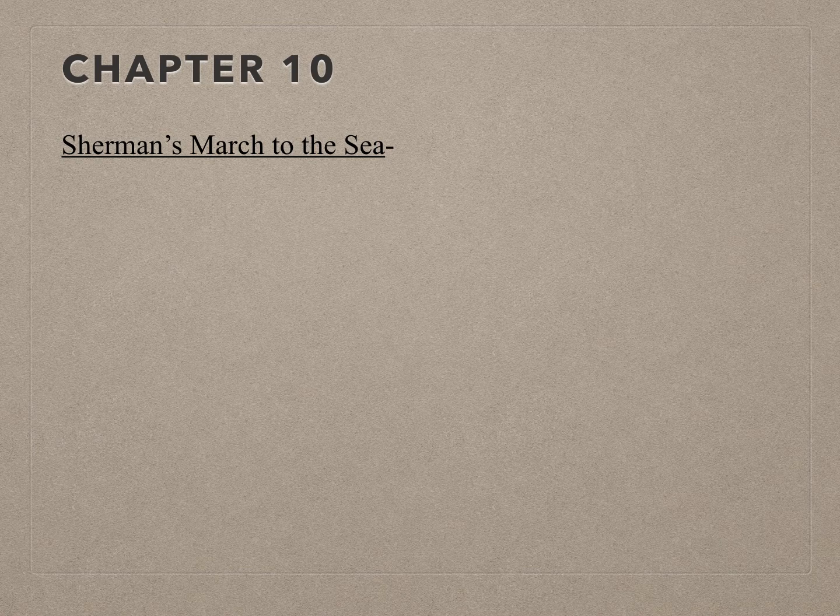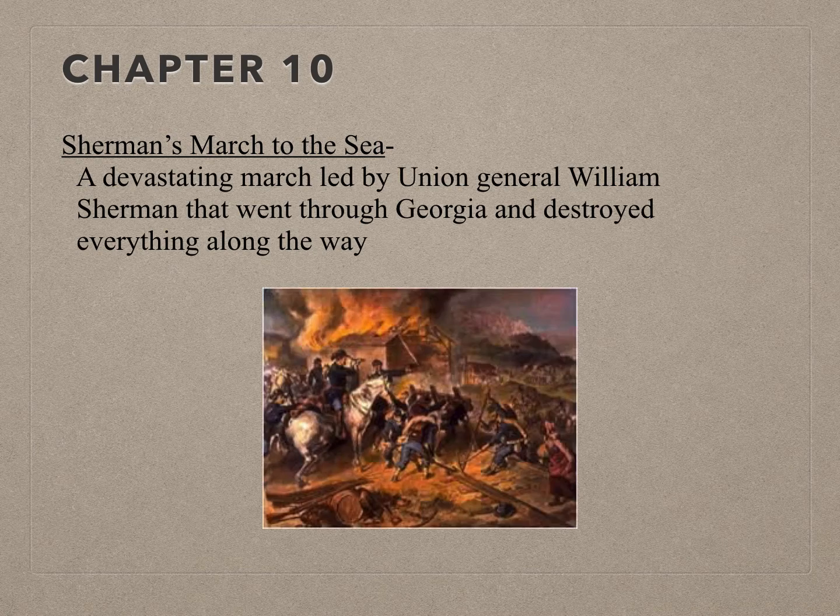Sherman's March to the Sea was a devastating march during the Civil War led by a guy named William Sherman that went through Georgia, and as you can see in the picture, just absolutely annihilated everything in the way. Burned down houses, ripped up farms, destroyed railroads, just really took it to the South.